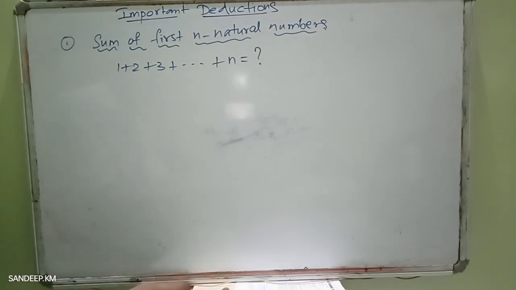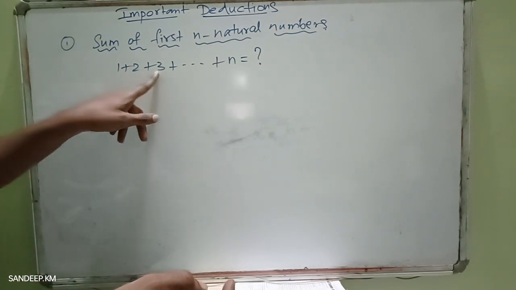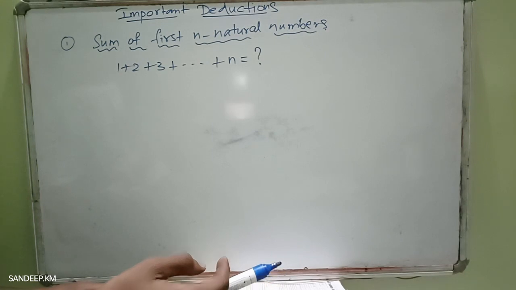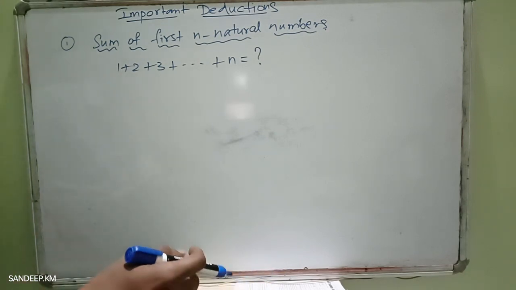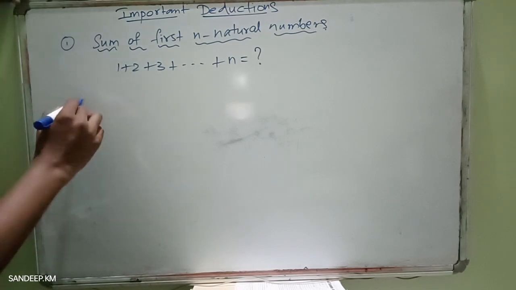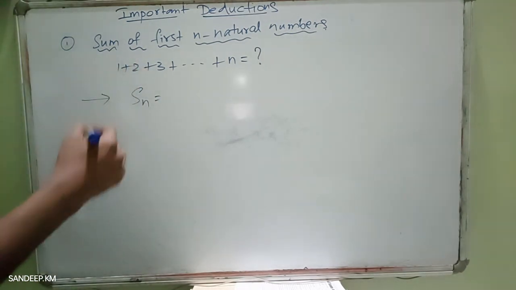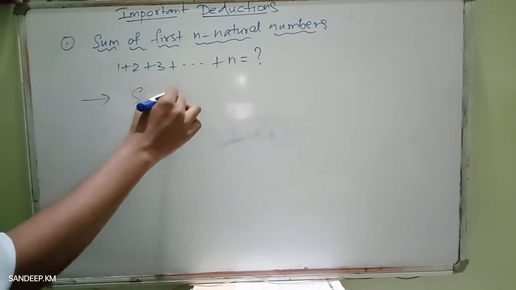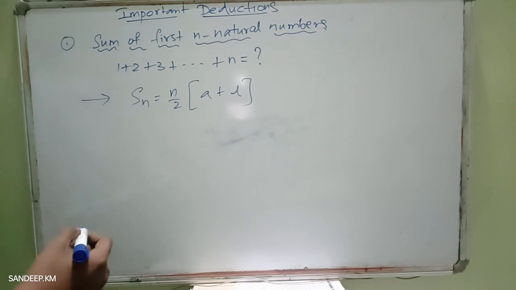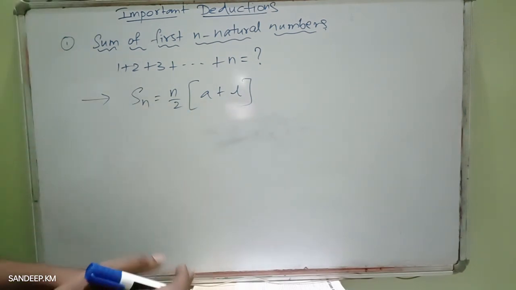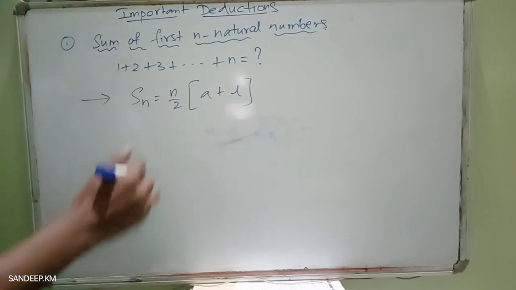Now let us see. This series is clearly in AP: 1, 2, 3 and so on. The common difference is equal to 1, right? So we can use the sum of n terms formula of an AP. Which formula will I use? Depending on what is given, I will choose the formula. Sn is equal to n by 2 into a plus l. I can also use 2a plus n minus 1 into d. It's not an issue, but here it is easier to get the answer in this method.